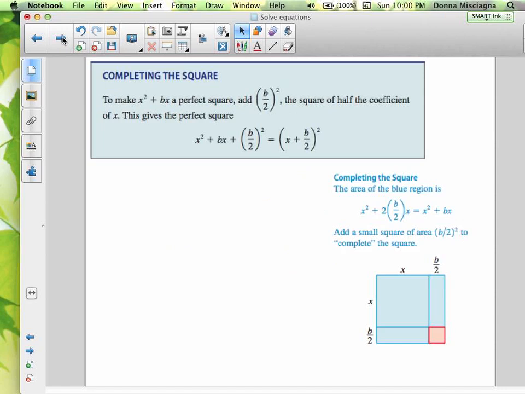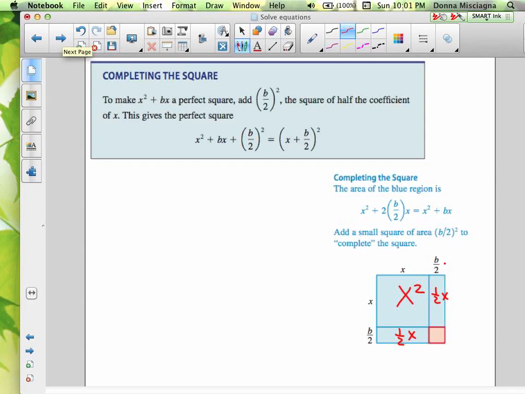All right, let's look at completing the square. Now, first of all, I want you to look over on the right-hand side. There's a diagram there, and it kind of shows you completing the square. And you might look at that and go, maybe that makes perfect sense to you. This is the x squared. Together, this is the x, right? So this is half the x, and this is half the x, right?